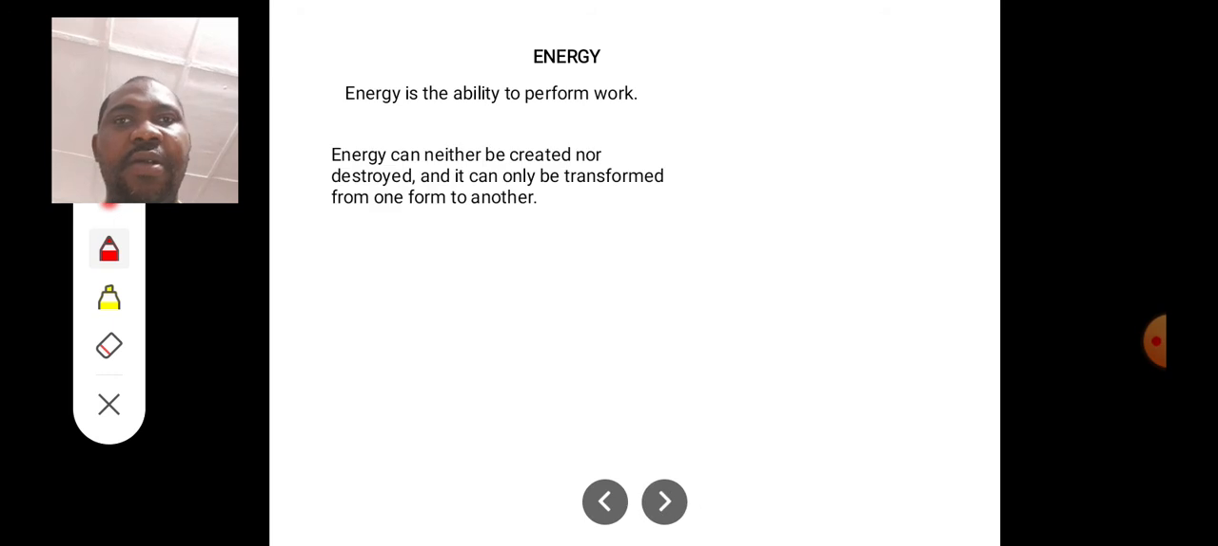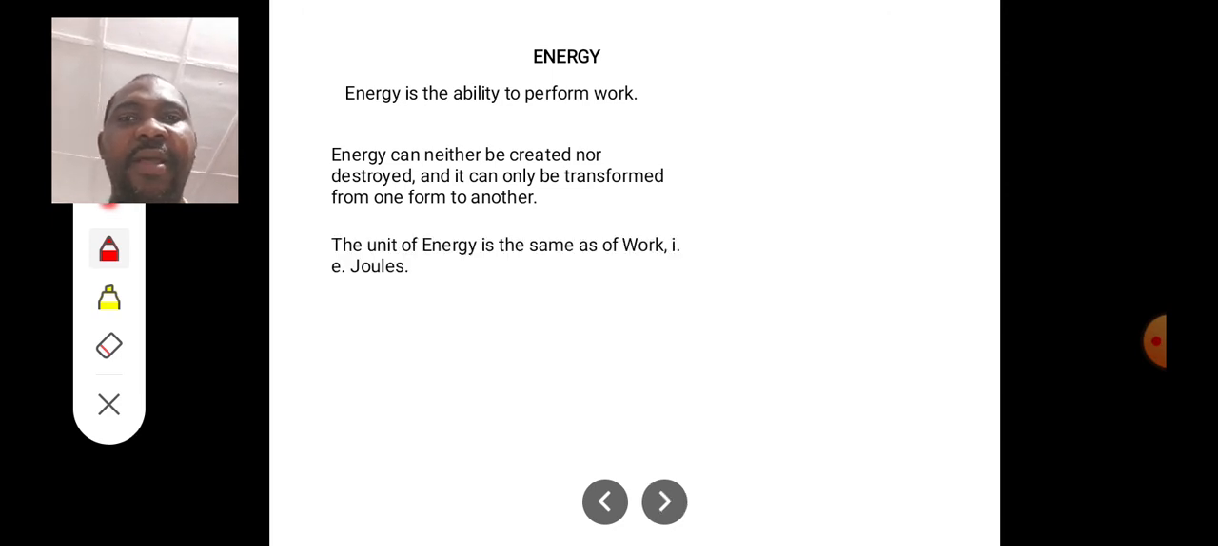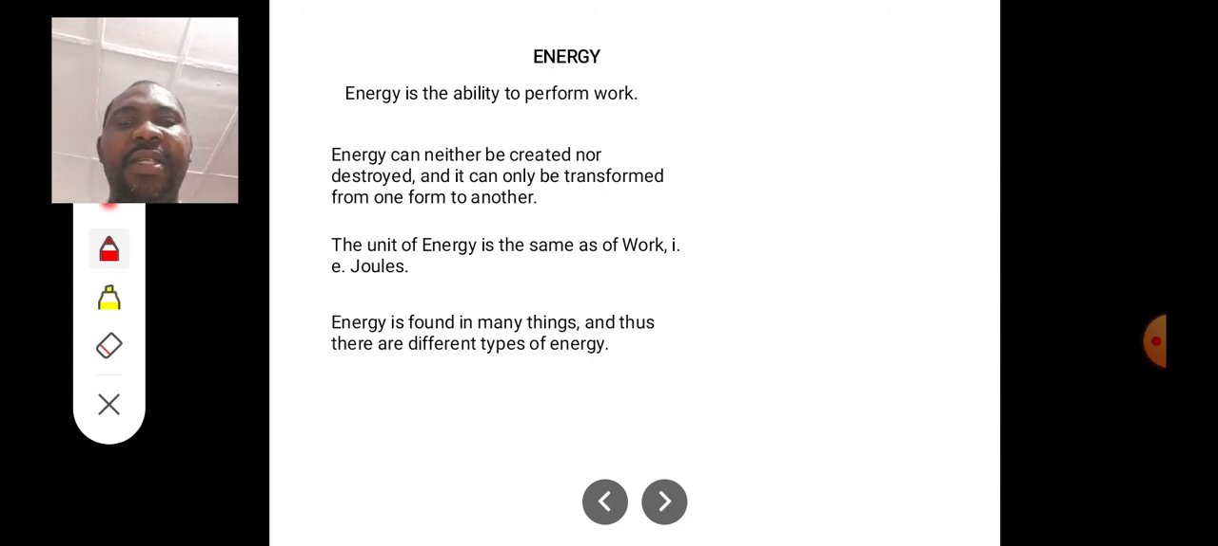Now that leads us to energy. Energy is the ability to perform work, the ability to do work. And energy can neither be created nor destroyed, and it can only be transformed from one form to another. You should know that that's according to the law of conservation of energy. Now the next is that the unit of energy is the same as that of work, which is joules. Please note that energy is found in many things, and thus there are different forms of energy.